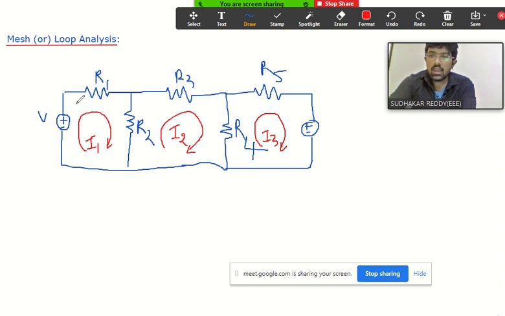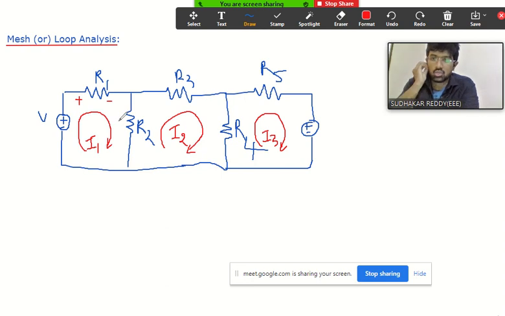Now can anyone tell me what is the polarity for this R1? What is the polarity at this point? It should be positive here because the current is moving in this direction. First of all, if you consider this I1 current in anti-clockwise direction, it is your assumption. At that time, here will be positive and here will be negative. It is purely based on your assumed current direction.